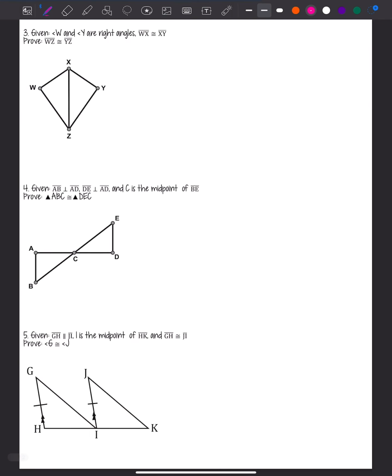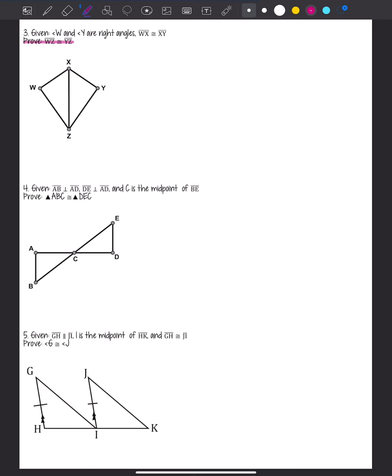Now, we are looking at number 3, and we are being asked to prove that WZ is congruent to YZ. That's my proof line. I need to recall, I can only get congruent sides and congruent angles from congruent triangles, unless I have something else going on, 9 times out of 10. I don't want to say always because there are some cases where we can get it other ways. But 9 times out of 10, if I'm looking for a congruent side or a congruent angle, I need to get that from congruent triangles.